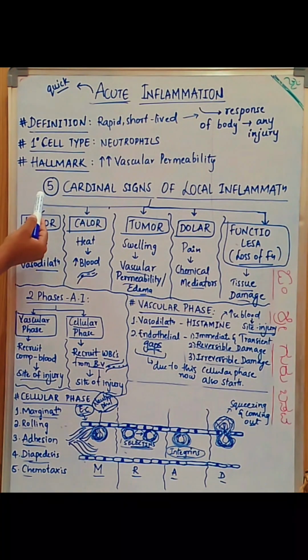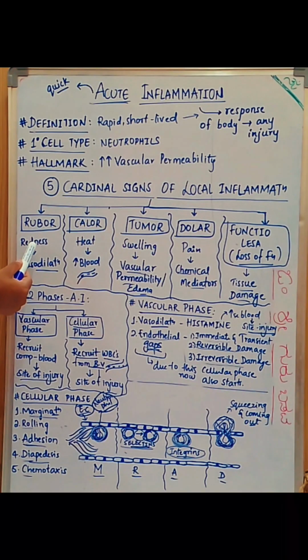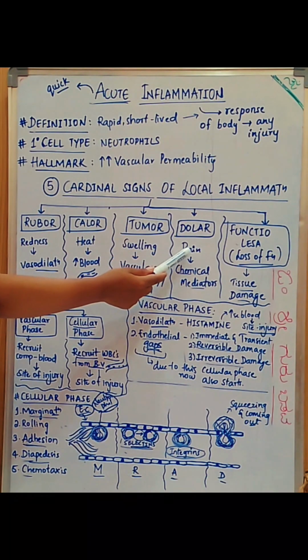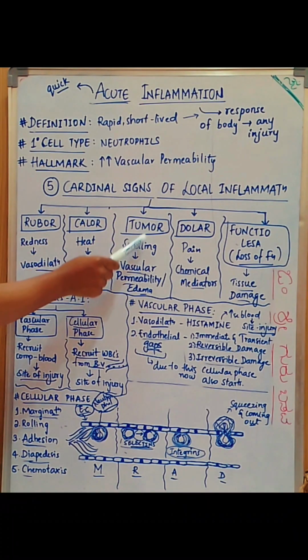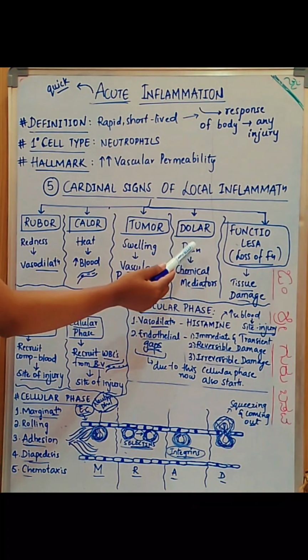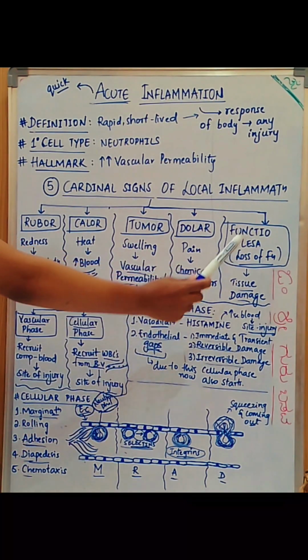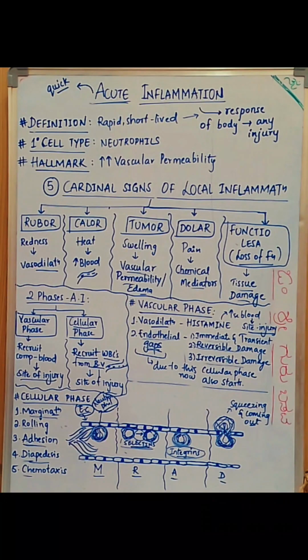Now we'll move on to the 5 cardinal signs of local inflammation. These are rubor, calor, tumor, dolor, and functio laesa. Rubor is redness. Calor refers to heat. Tumor refers to swelling. Dolor refers to pain. Functio laesa is the loss of function. Rubor, the redness, is caused by vasodilation. Calor, heat, is due to the increased blood flow, and the swelling is due to the vascular permeability or the edema. Dolor, pain, is caused by the chemical mediators. Functio laesa, the loss of function, is caused by tissue damage. So these are the 5 cardinal signs of local inflammation.